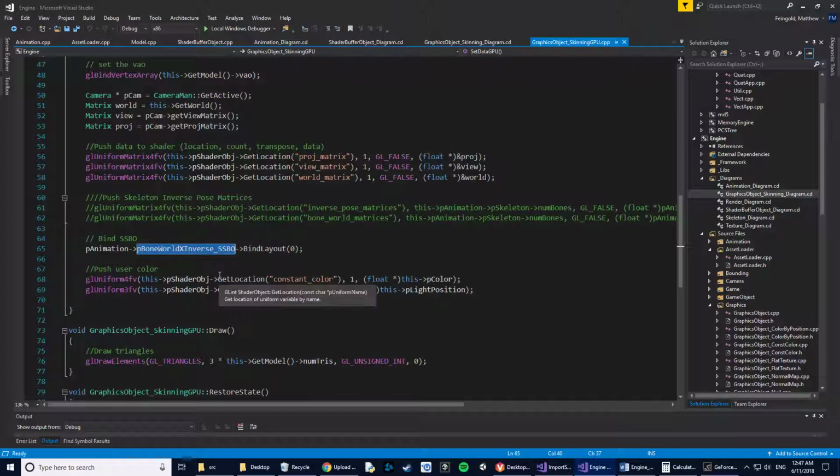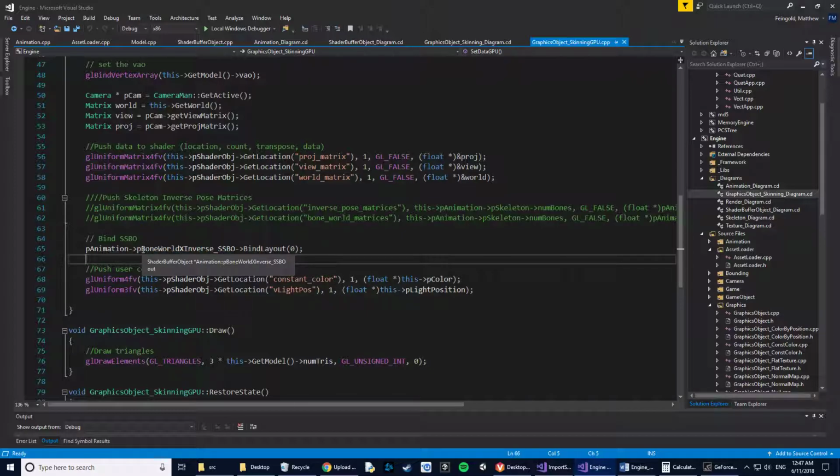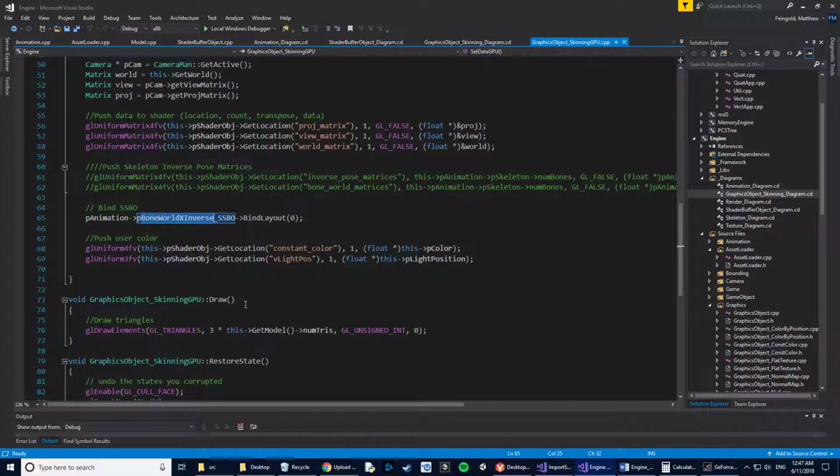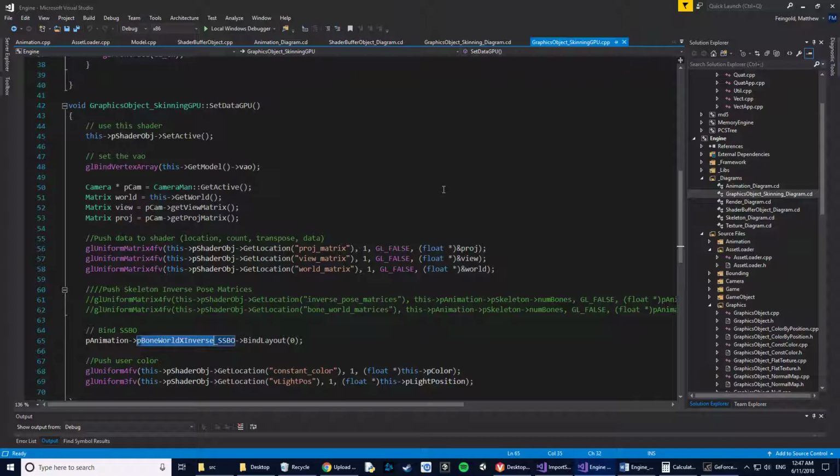Doing that saves computation, because the compute shader will essentially do that multiplication, the world times the inverse, once per bone, while the vertex shader might need to process the same bone multiple times, so it's doing a bunch of extraneous multiplications if you do it that way. Anyway, so that's really most of it. I think I'm probably running kind of long here.